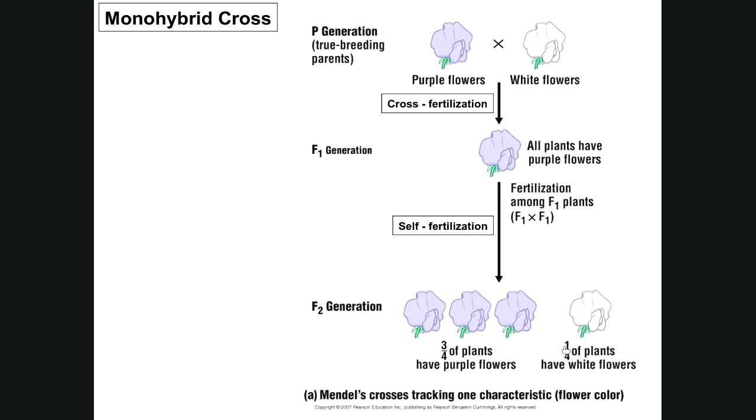And what do we mean by 3 to 1? On average, 3 out of every 4 produced the dominant trait for purple, or the dominant phenotype for purple, and 1 out of every 4 produced the recessive phenotype for white. So that was a ratio of 3 to 1.